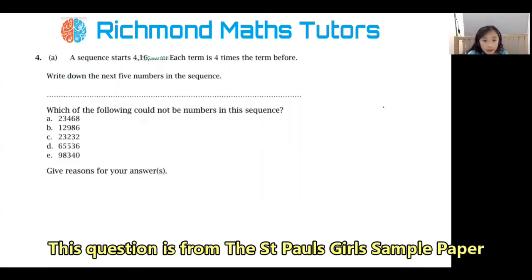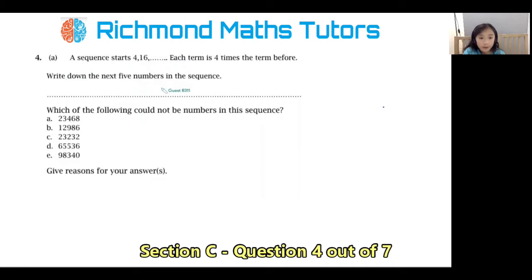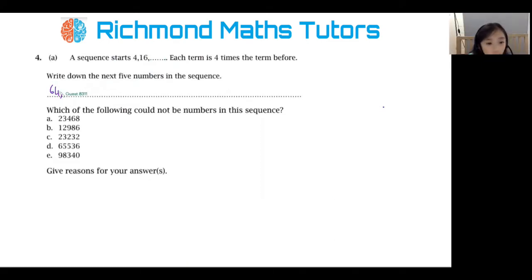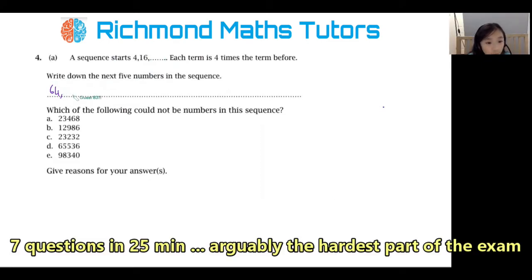A sequence starts 4, 16. Each term is 4 times the term before. Write down the next 5 numbers in the sequence. So if we do 16 times 4, we get to 64. And then if we do 60 times 4, we will get to 240. Add 4 times 4, which would be 16, which means it will be 256.